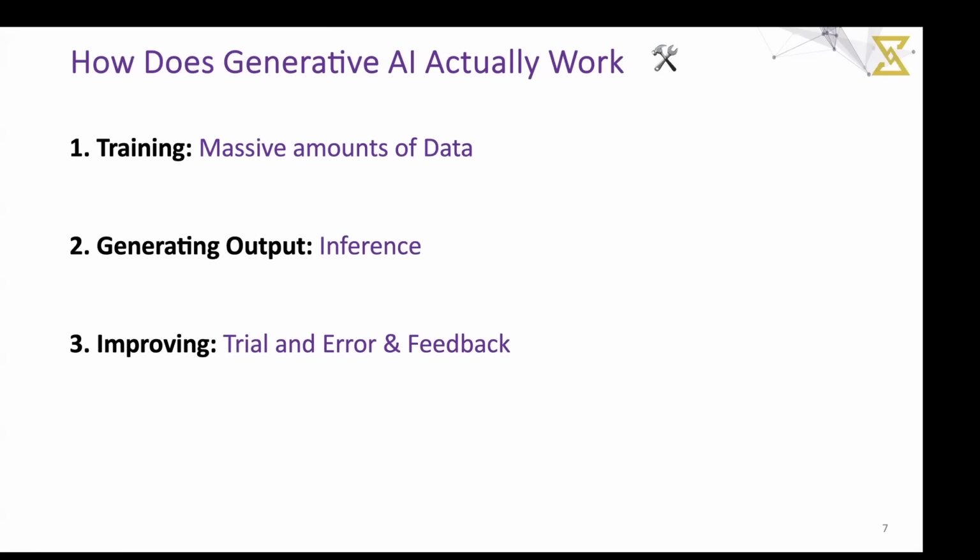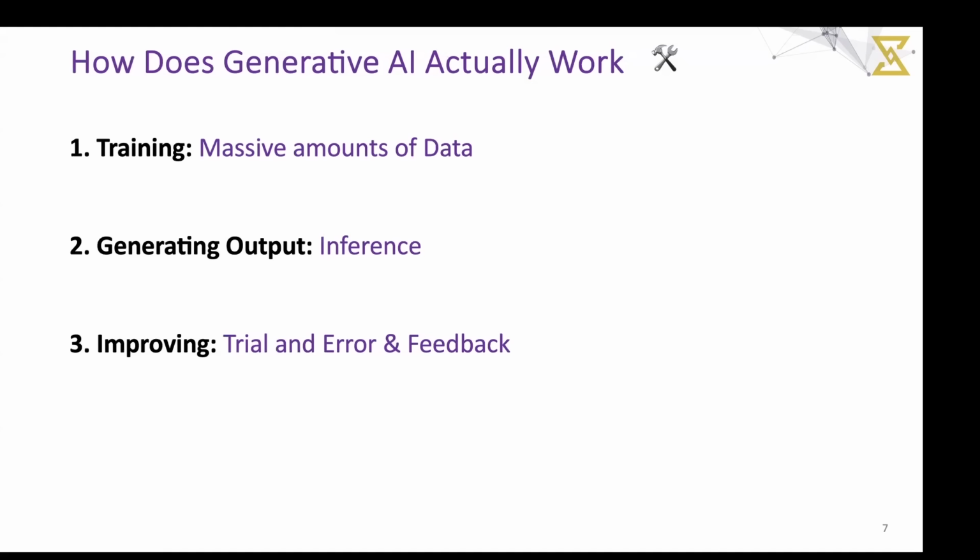How does generative AI actually work? There are three steps. Number one is training. It learns from tons of examples, like how a child learns by seeing and hearing. It takes a massive amount of data, millions of pictures of dogs, millions of pictures of cats. It watches them, tags them, really understands them. The next step is generating output, or what we call inference. You give it a prompt or a question, and it responds by creating something new that fits what you ask for.